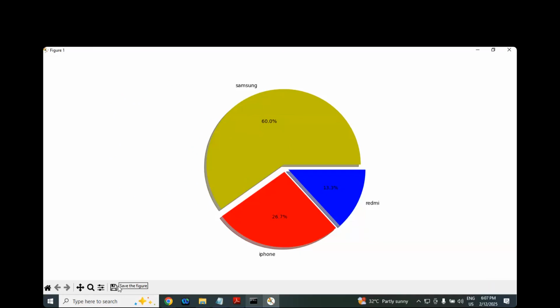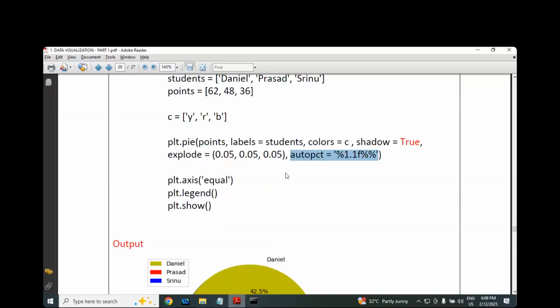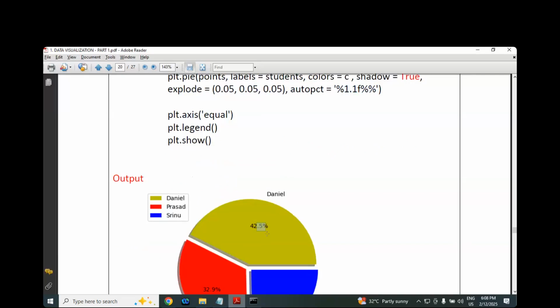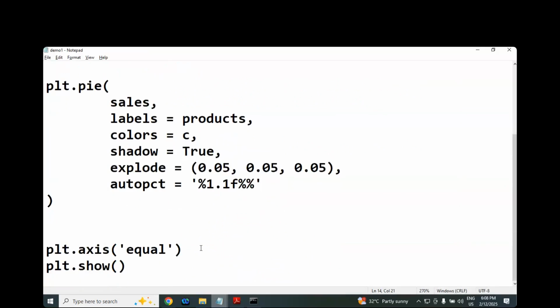Save this one. One more point. Can I give a small hint here? In this diagram, this color belongs to Samsung, this color belongs to Redmi, and the next one belongs to iPhone. Don't worry, I'm able to say 13.3. If you want, you can change the number. Let me tell you, autopct 1.1 means along with that value, one decimal is displayed along with the percent symbol. Legend you can apply. The moment you apply legend, what happened?